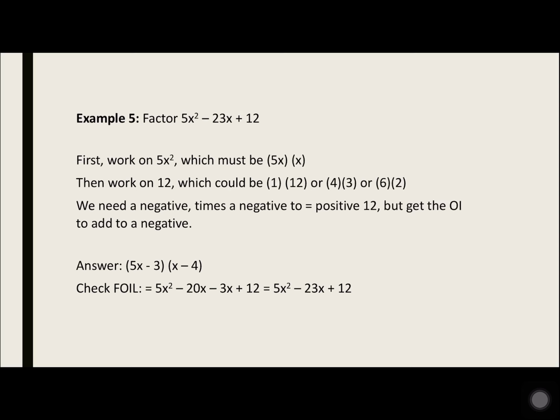Answer, 5x minus 3 times x minus 4. You put those numbers in until it comes out. Work on the first, then work on the last. FOIL, 5x times x, 5x squared. Outside, 5x times negative 4, negative 20x. Inside, negative 3 times x, negative 3x. Last, negative 3 times negative 4 is positive 12. In the middle, negative 20 minus 3 gives us our negative 23x.